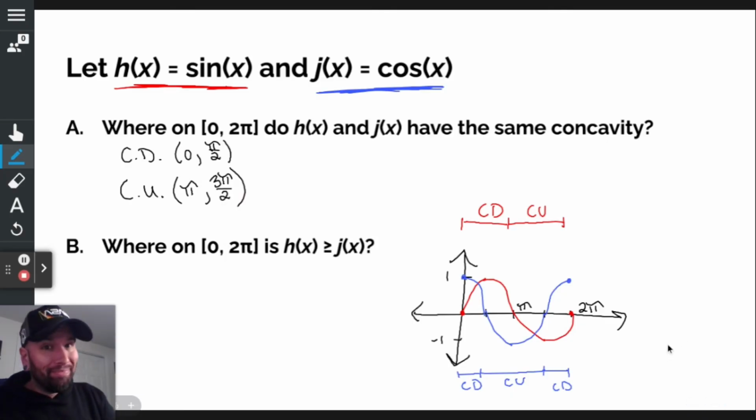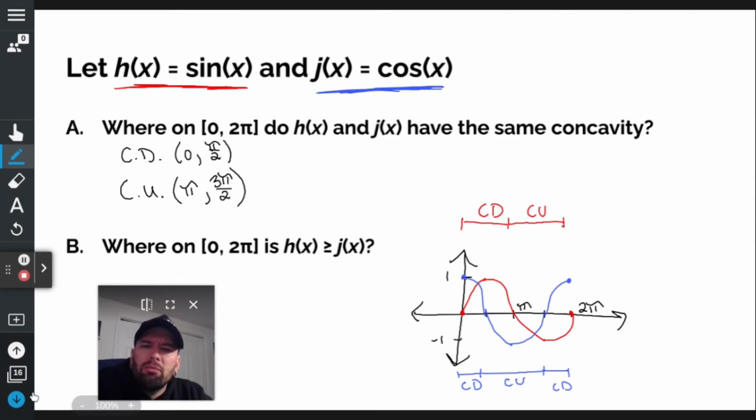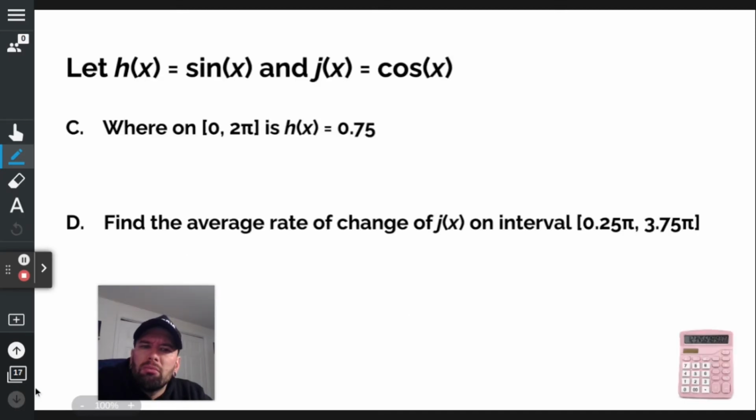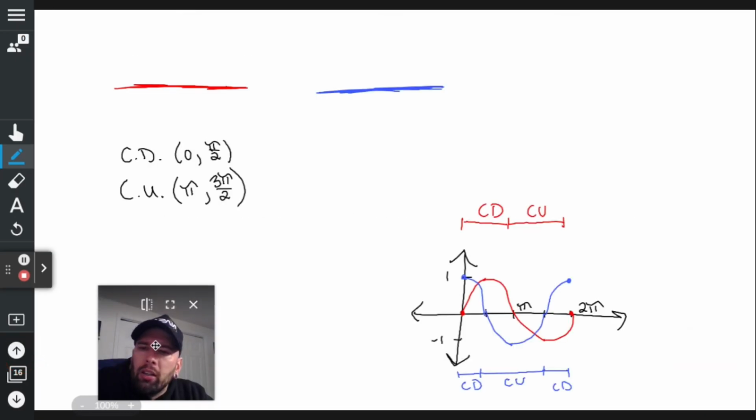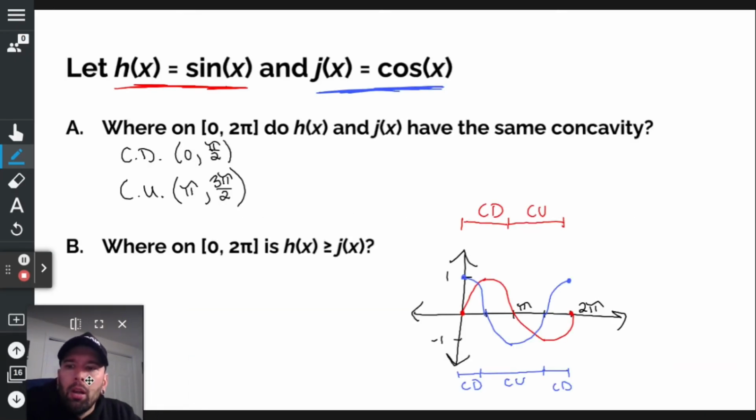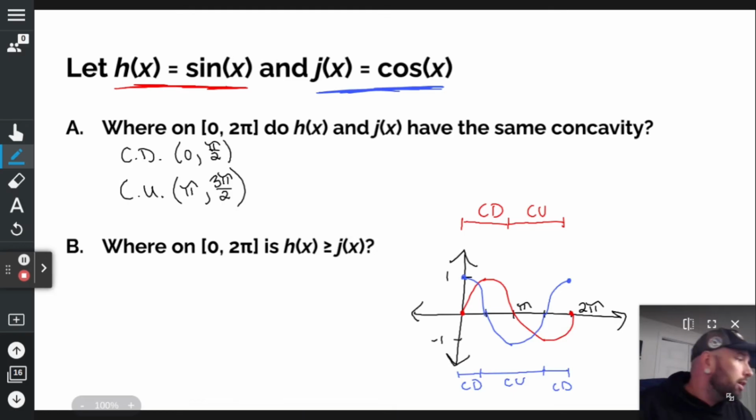Gross. Where is h of x, red, greater than j of x? I can't do that without a calculator. I can't do that without a calculator. I wonder if I should have started calculator time there. I mean, I created these problems. I should have just started calculator time there.